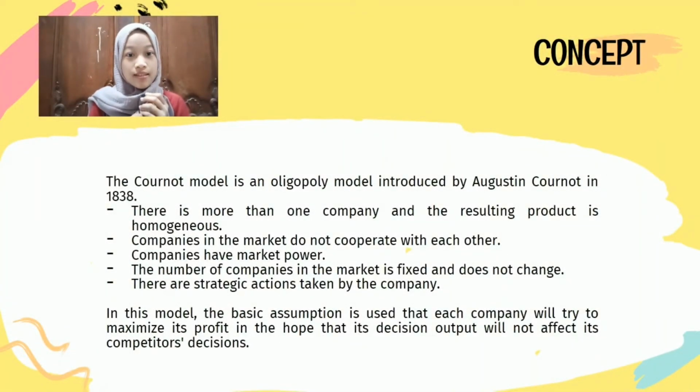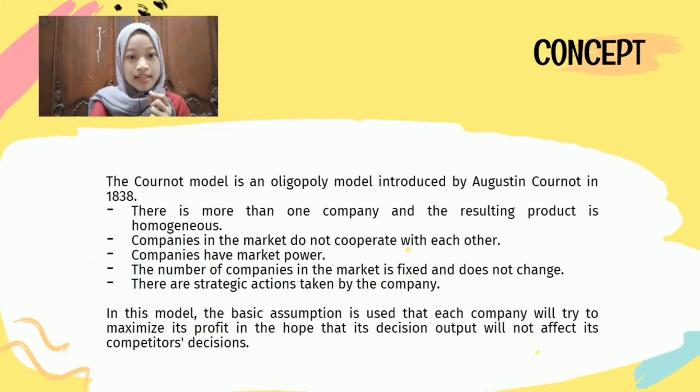Number 1. Concept of the Carnot model. The Carnot model is an oligopoly model introduced by Augustin Cournot in 1838. This Carnot model has several characteristics, such as the following. Number 1. There is more than one company and the resulting product is homogeneous. Number 2. Companies in the market do not cooperate with each other. Number 3. Companies have market power. Number 4. The number of companies in the market is fixed and doesn't change. Number 5. There is strategic action taken by the company.